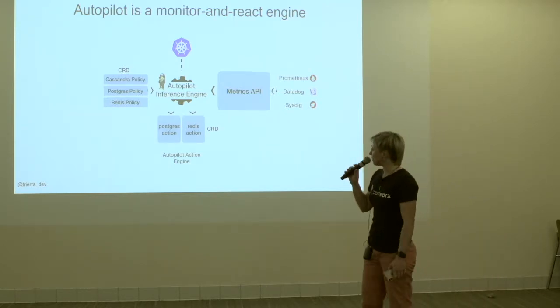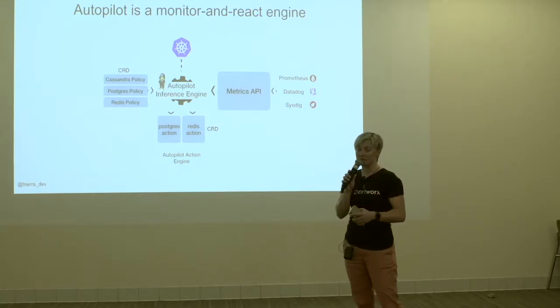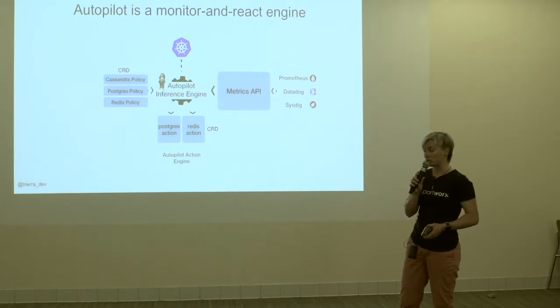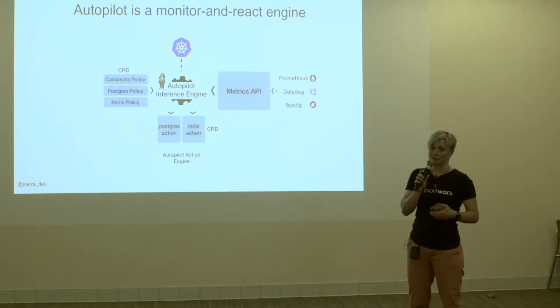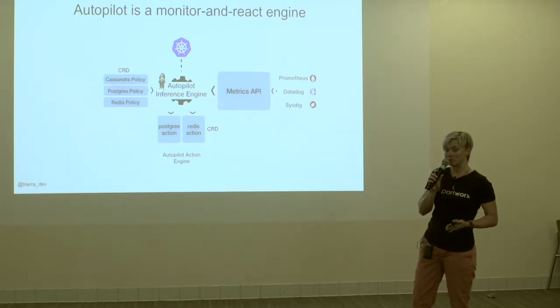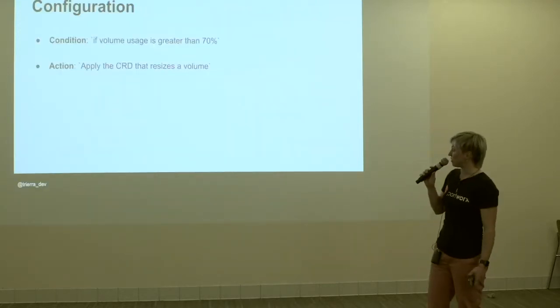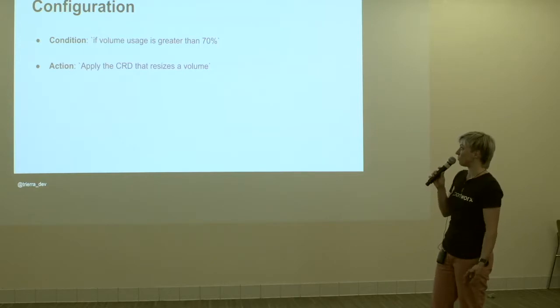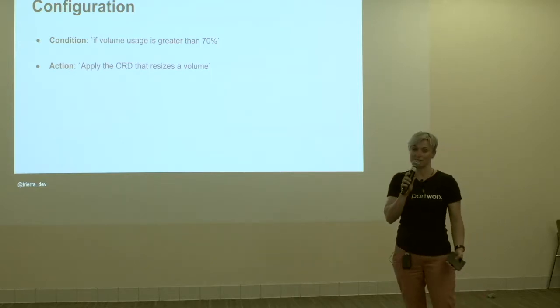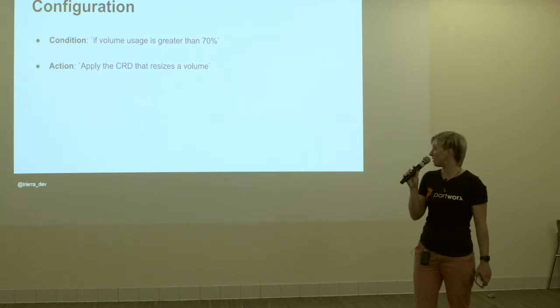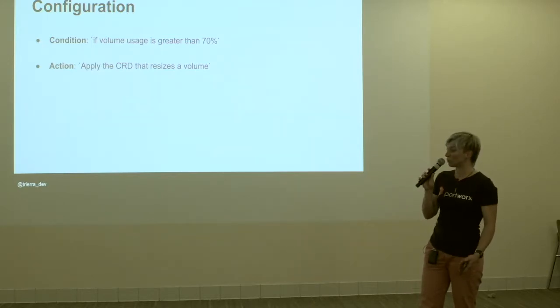The configuration goes through this CRD. In the CRD, you define the condition that Autopilot will be watching and the action that Autopilot should take once the condition has been met. So basically, the condition in our case will be if volume usage is greater than 70%, and the action will be to apply the CRD that resizes the volume.